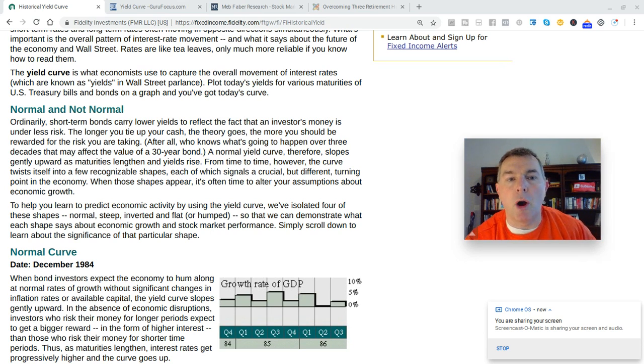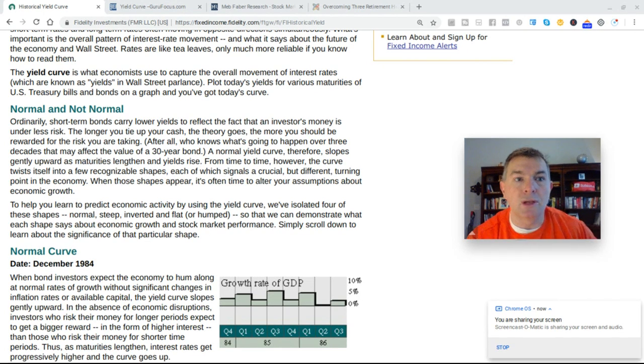Ordinarily, short-term bonds carry lower yields to reflect the fact that an investor's money is under less risk. The longer you tie up your cash, the theory goes, the more you should be rewarded for the risk you are taking. After all, who knows what's going to happen over three decades, and that may affect the value of a 30-year bond. A normal yield curve, therefore, slopes gently upward as maturities lengthen and yields rise.